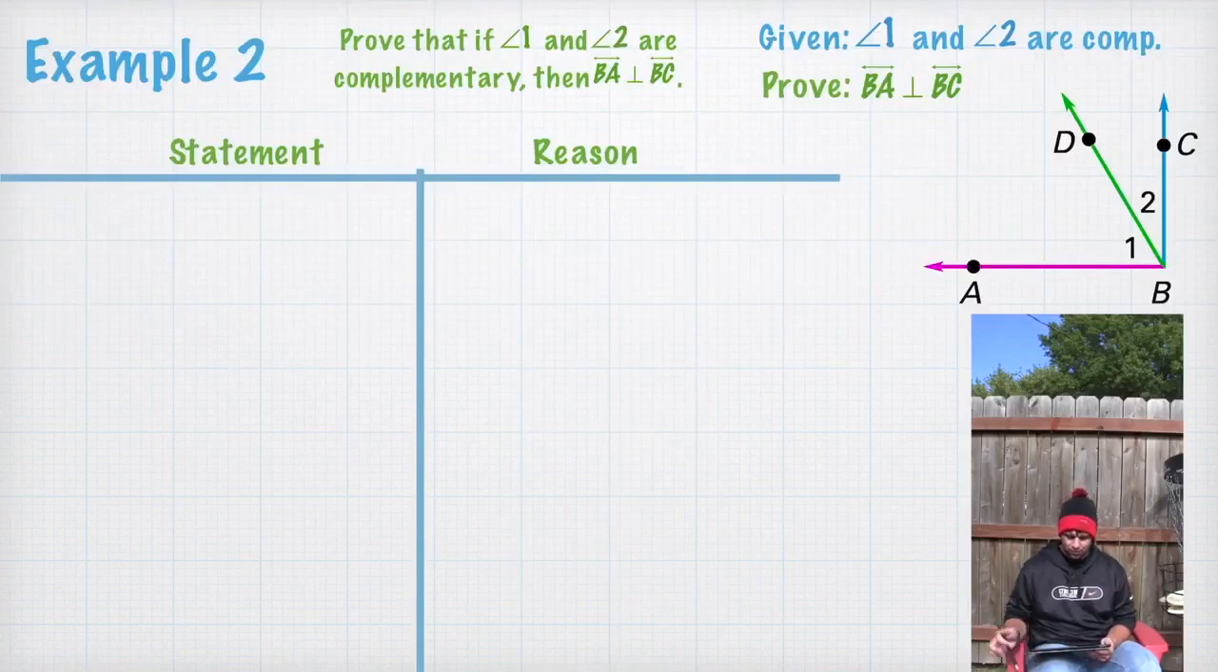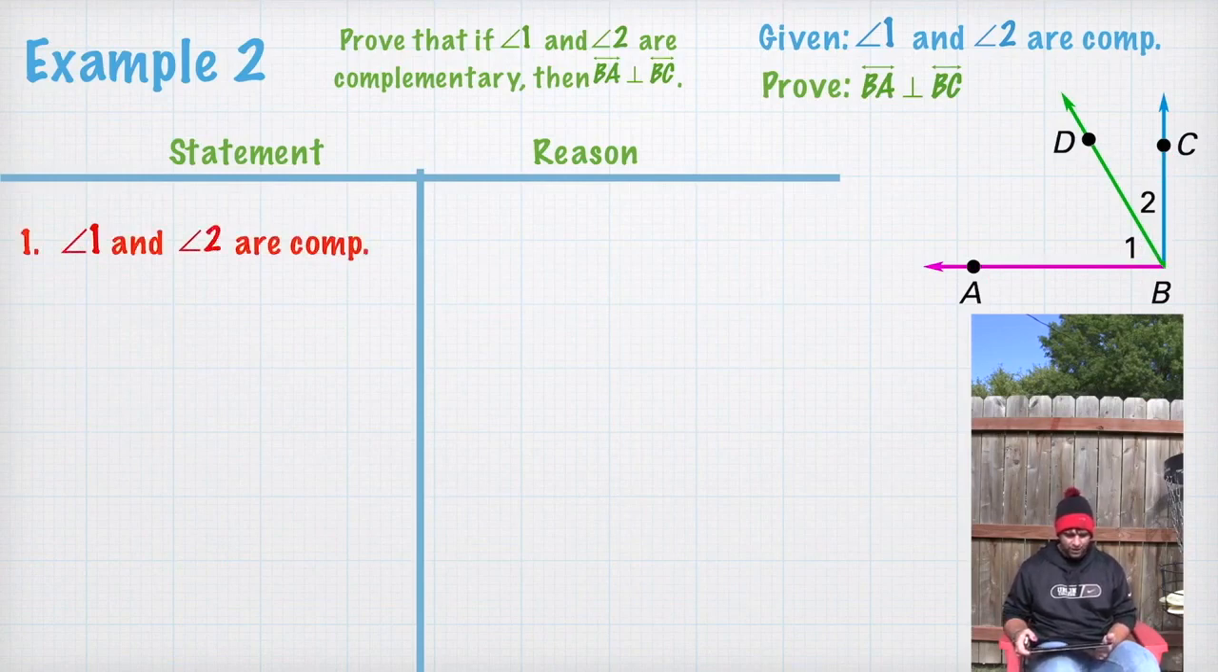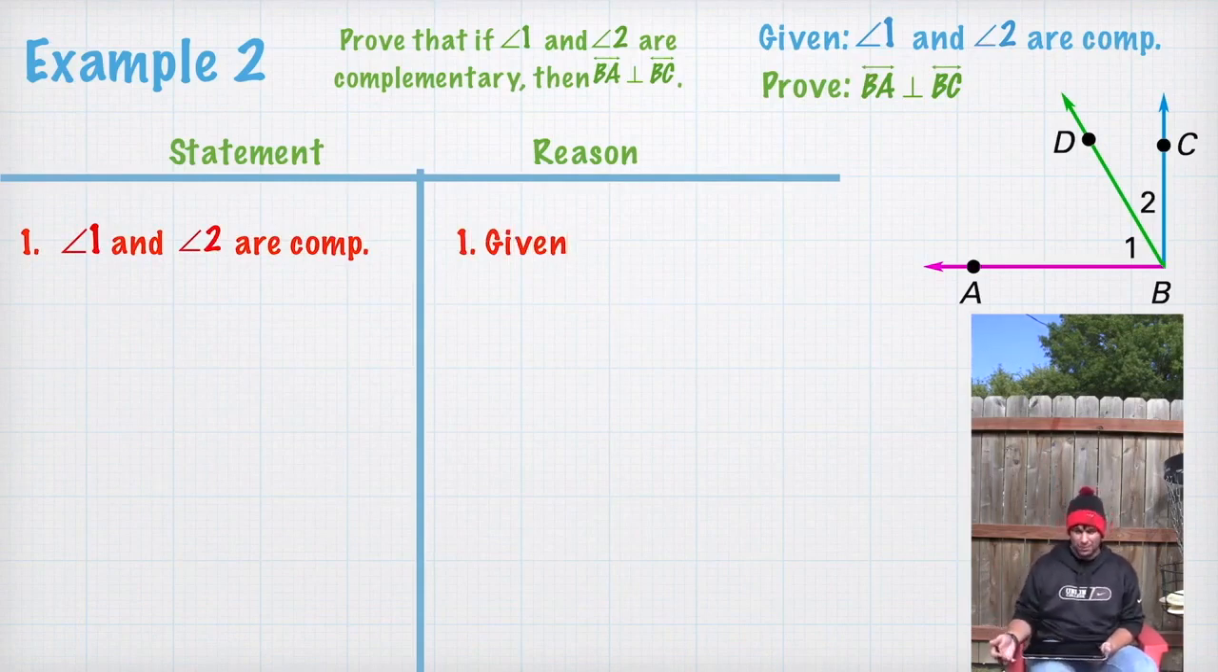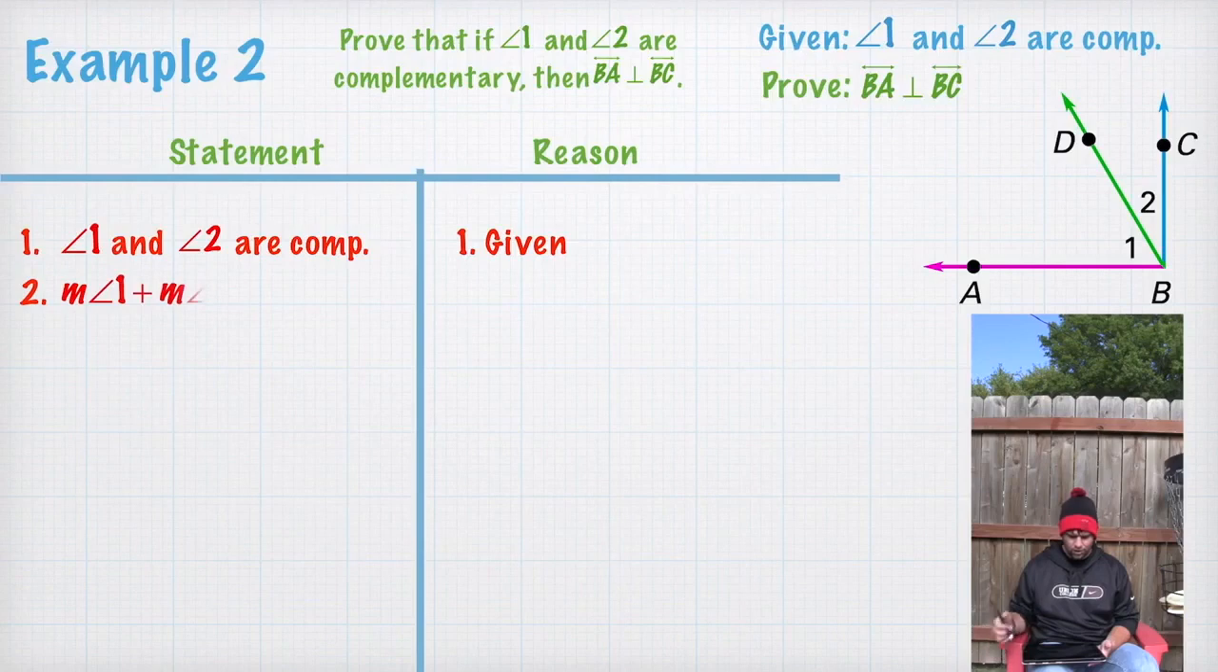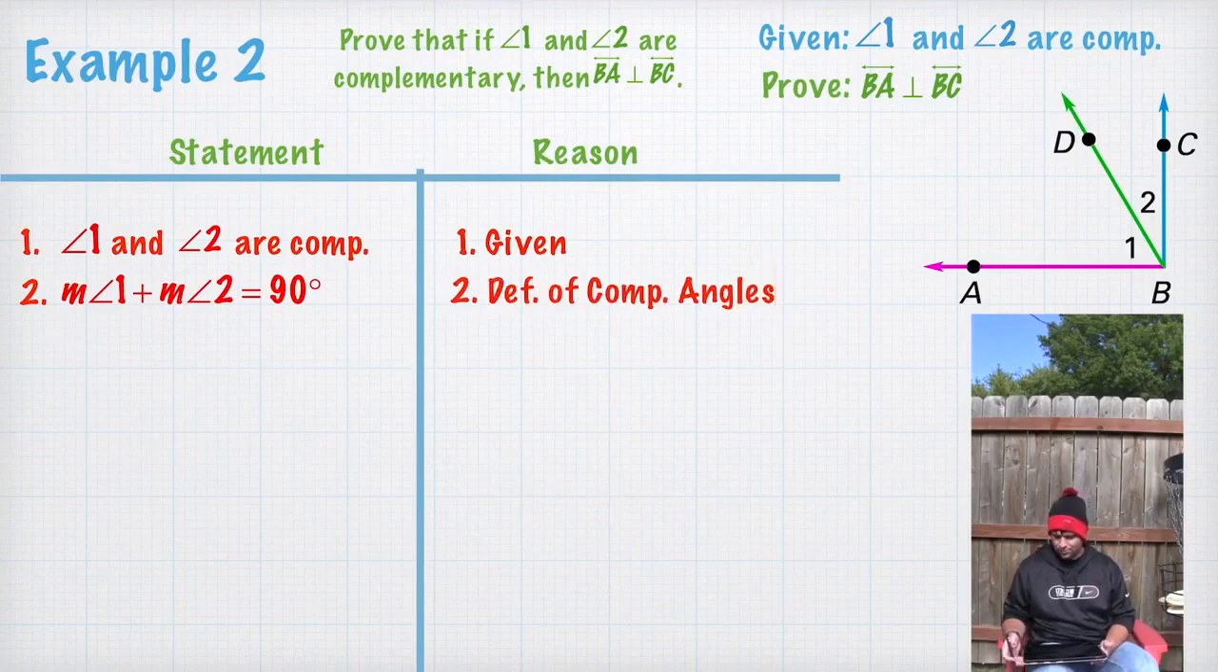They want us to prove that if angle 1 and 2 are complementary, then ray BA and ray BC are perpendicular. So the first thing in a proof, we're going to go ahead and write our given. Angle 1 and angle 2 are complementary. That was given to us, and the reason, obviously, is given. Okay, now what do we know if two angles are complementary? We know that the measure of angle 1 plus the measure of angle 2 have to add up to equal 90 degrees by the definition of complementary angles. So let's just go ahead and write that down. The measure of angle 1 plus the measure of angle 2 equals 90 degrees by the definition of complementary angles.